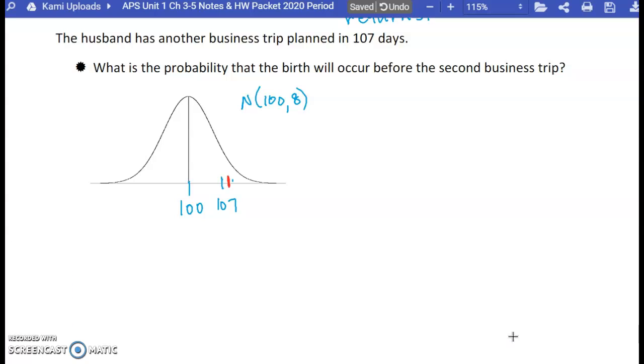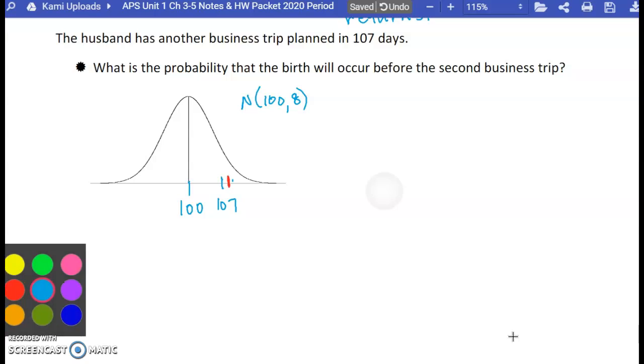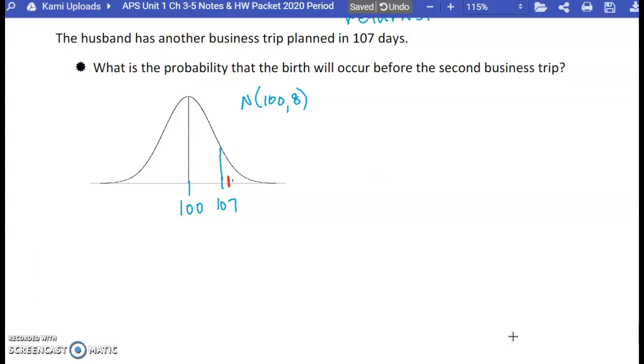And we want to know the probability that the birth will occur before the second business trip occurs. So the probability before 107 days. Now, we're basically saying, we hope that that baby is born before dad has to leave again. We're not going to worry about his first business trip right now. We're just going to worry about the second one. So we need a z-score for this. We have 107 days minus the mean of 100 divided by the standard deviation of 8.